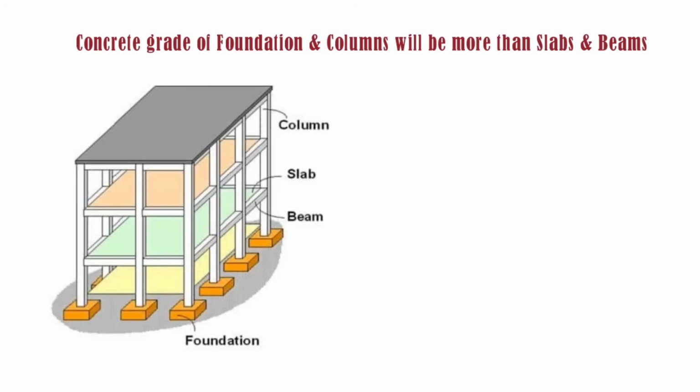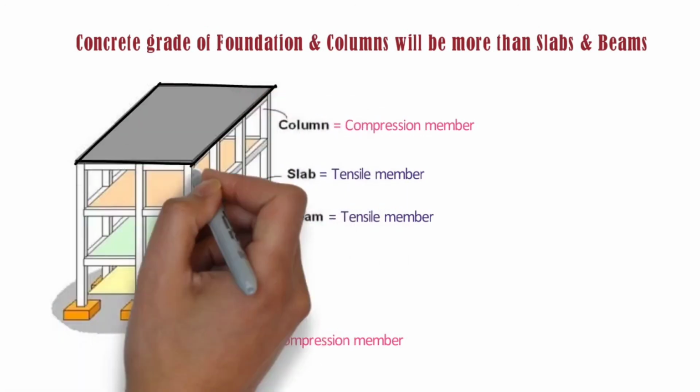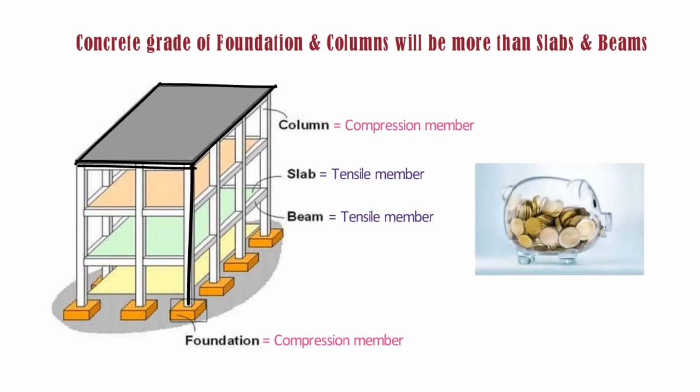Reason number 1 is foundations and columns are compression members, whereas beams and slabs are tensile members. Reason number 2 is the load shall be transferred from slabs to beams, beams to columns, and columns to foundations. And the third reason is it's economical to reduce the grade of concrete for slabs and beams.